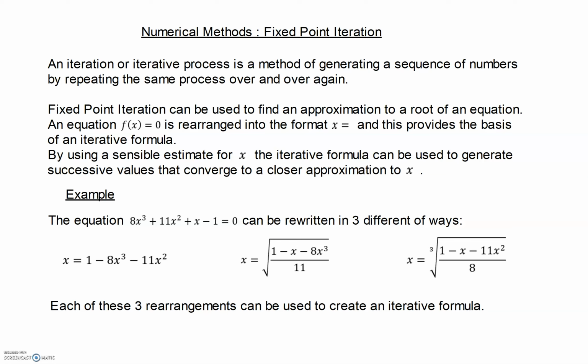So at the beginning of video 1, we rearranged the equation 8x cubed plus 11x squared plus x minus 1 equals 0 in 3 different ways. And we used this central rearrangement to create an iterative formula. And we managed to find 2 roots of our equation, but we were unable to find the third root. And we're now going to have a look at this third rearrangement and see if we can use that to find the root that we were unable to find previously.